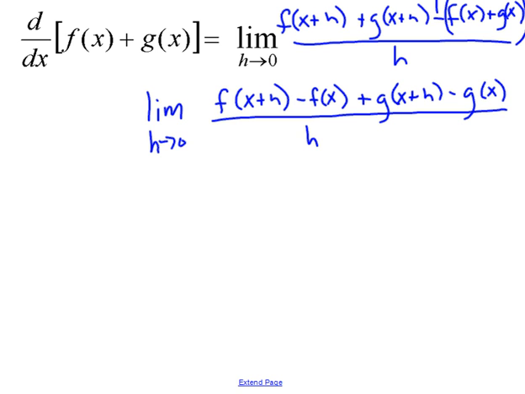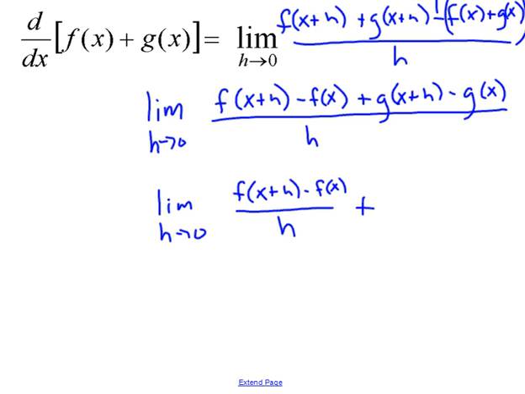Okay, and now I can break up the fraction. So I can rewrite that as f of x plus h minus f of x over h plus g of x plus h minus g of x all over h. Right, because they have the same denominator, you just combine numerators and put it over just the h, so we can split it up just like we can put it together.